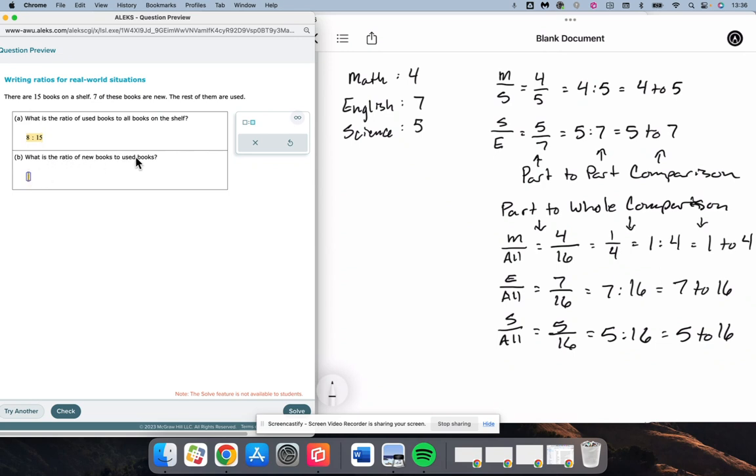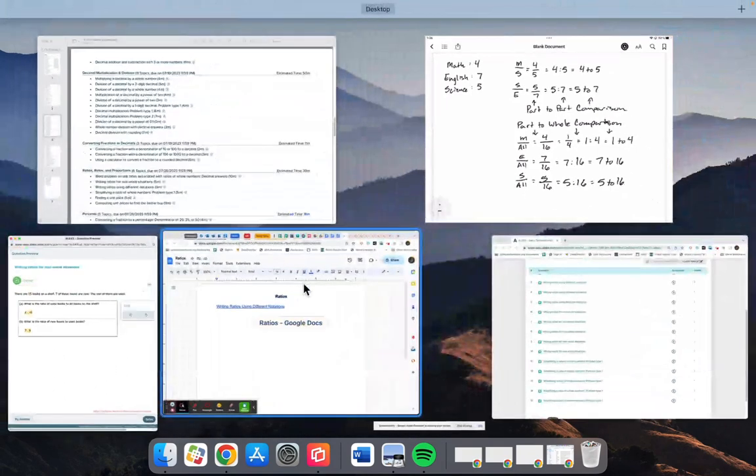Ratio of new books to used books. And so we know that there are 7 new books. We had 15 total. 8 of them must be used. Okay, that's it for this one.